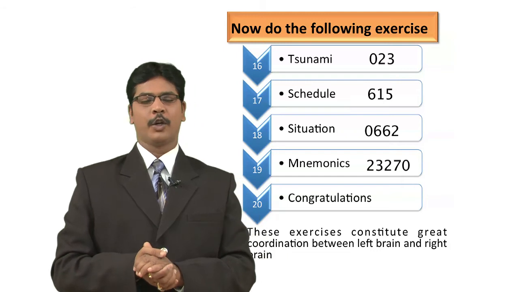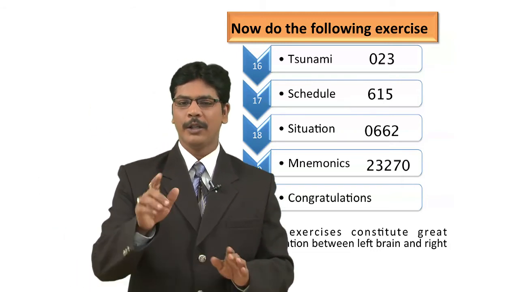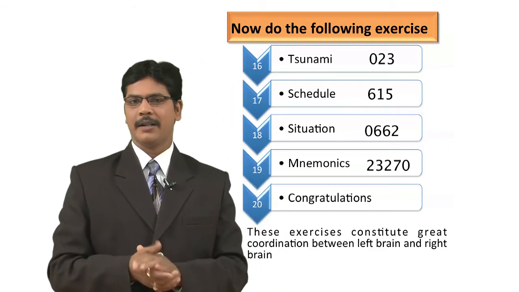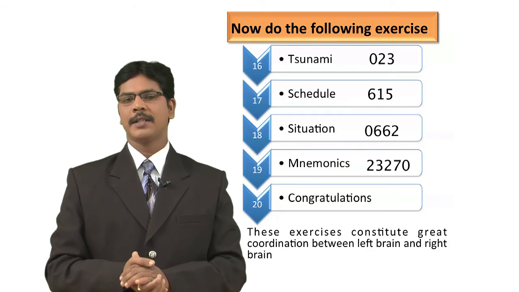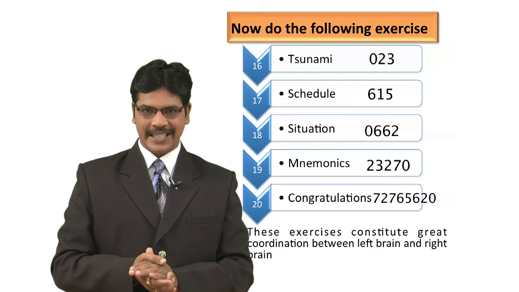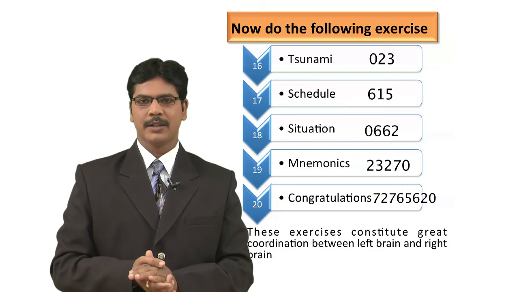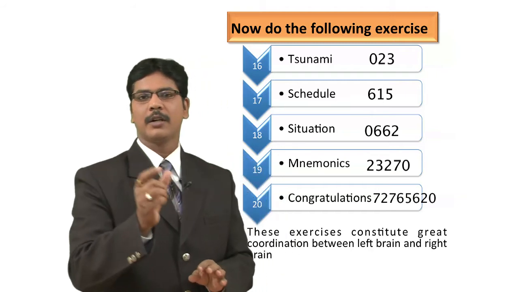Now you have to be very careful with this particular word because we have maximum T's there, and it's sounding in a different way. Now, the congratulations answer is 7276560. See, one T is sounding like ch.